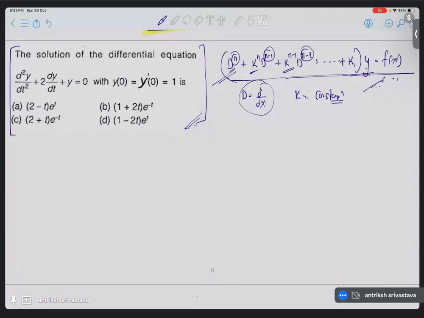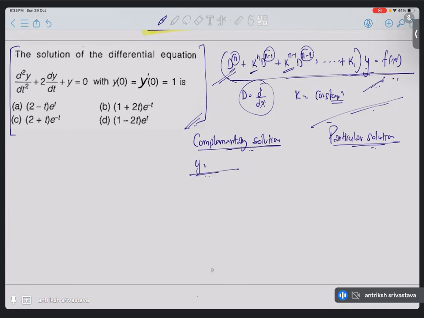So what is this question? We want to find the expression for y. And how do we do that? If you remember, first we go for the complementary solution, and there is a particular solution. What is the complementary solution? The complementary solution is the expression for y that we get by solving this polynomial that we have in front of us.